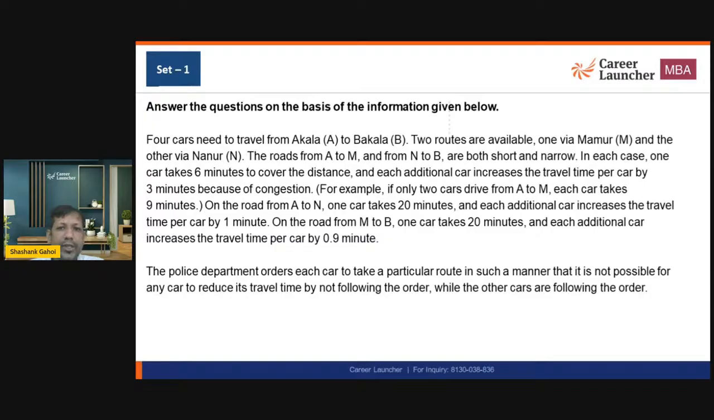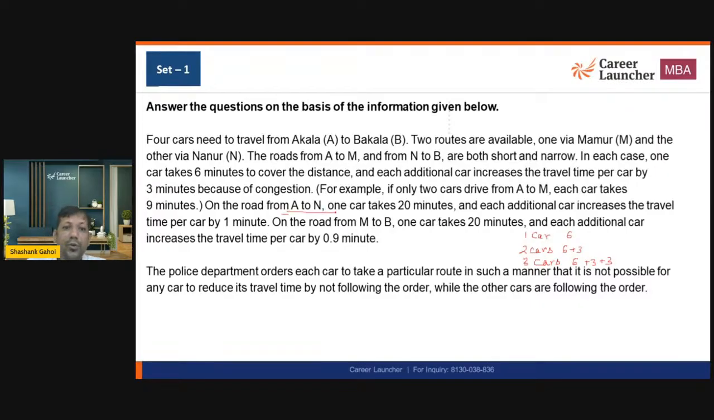So for example, 2 cars drive from A to M. Each car takes 9 minutes, meaning 6 minutes for one car. If there are 2 cars, the time taken is 6 plus 3. Let me write it. If I have one car, the time taken is 6 minutes. If I have 2 cars, the time is 6 plus 3. And if I have 3 cars, the time should be 6 plus 3 plus 3. So this is what the question is trying to say.